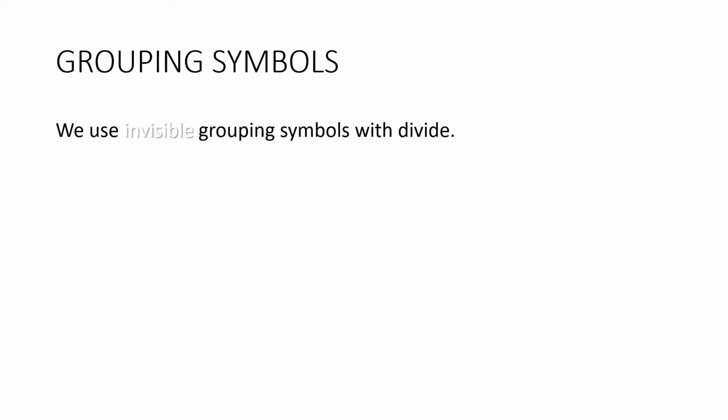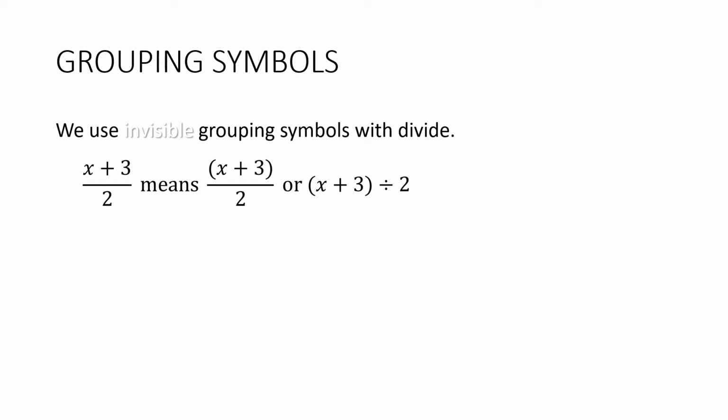Well, before I answer that question, we can also have invisible grouping symbols, and they will happen with divide. In particular, they happen with fraction notation. So this one here, x plus 3, all divided by 2, actually means this. And if we want to write it with the divide sign, we'd write it like this. Okay, so because we've got this long divide sign here, we don't have to put those brackets in. So they're there in spirit, but we haven't written them.